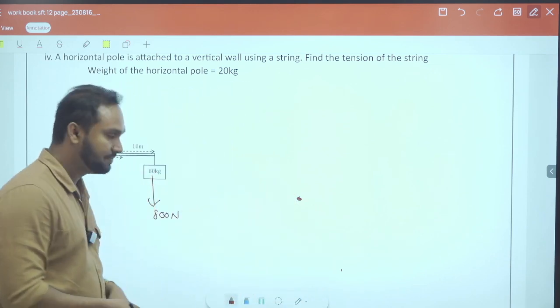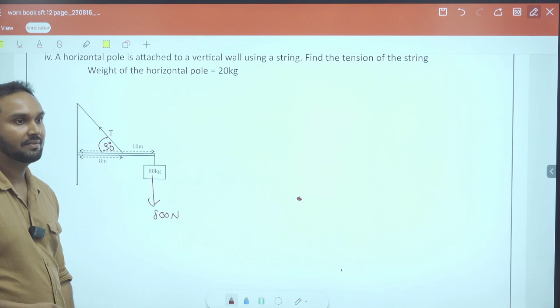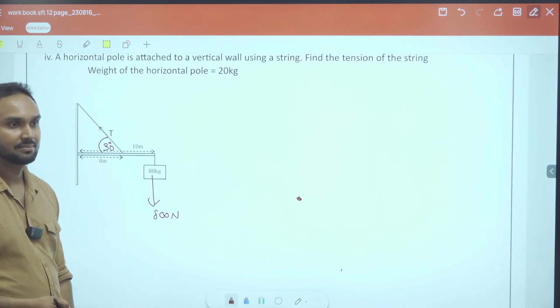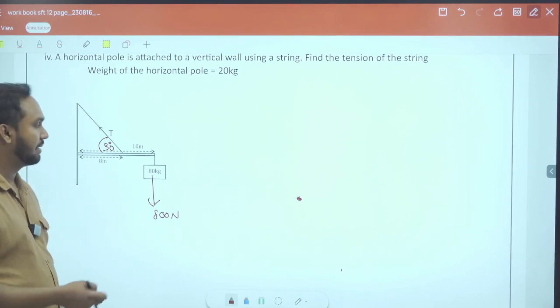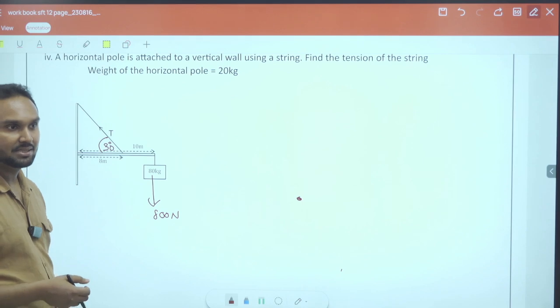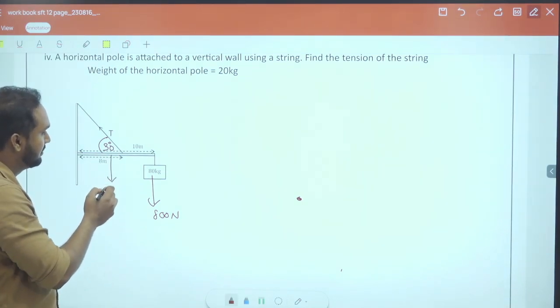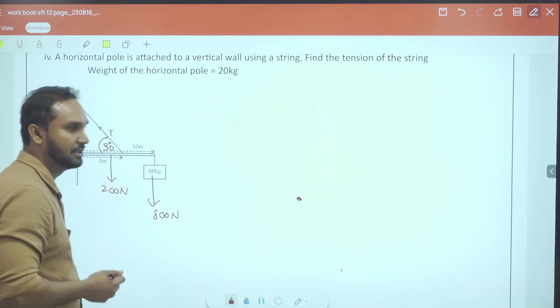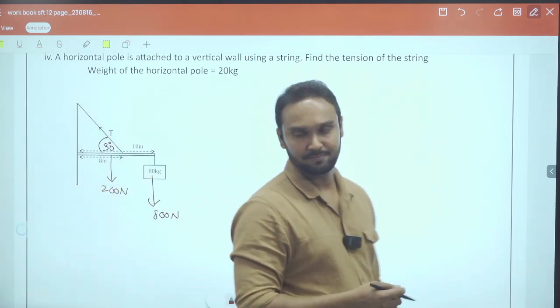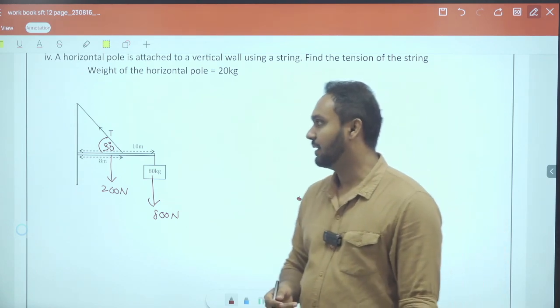So come to this one. Now where's the center of gravity then? In the middle. That means the pole is 10 meters, so it should be at 5 meters. Now how many newtons? 200 newtons, right? Should be in the middle. Get it? Right, now all the forces are there.